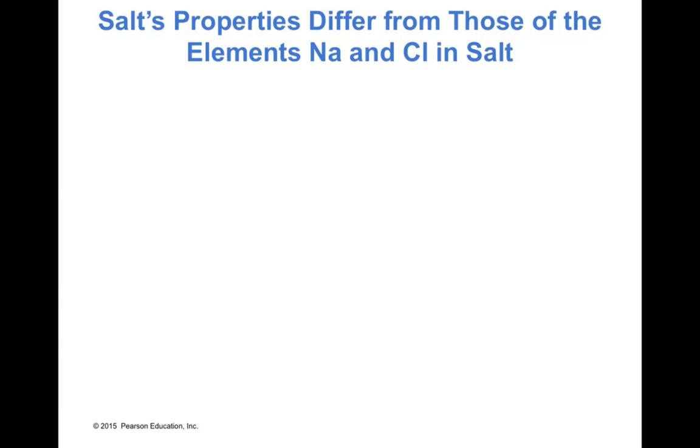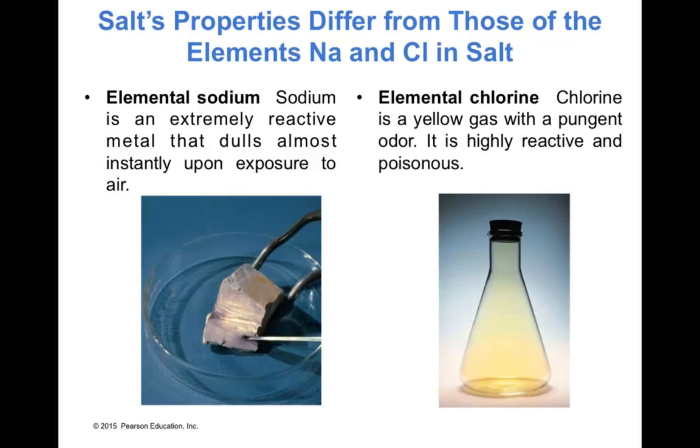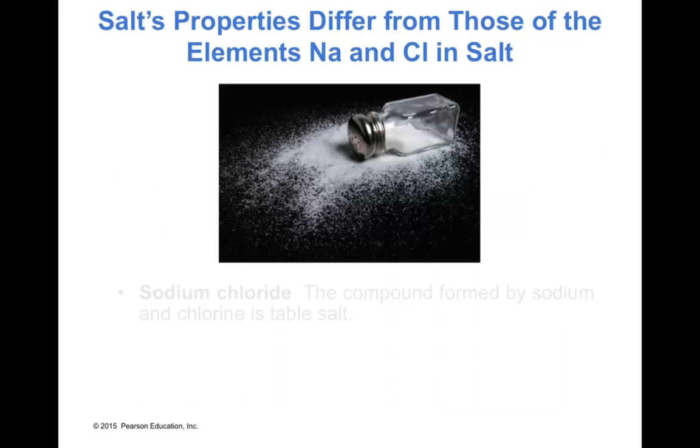The properties of salt differ from those of sodium and chlorine, the two elements that compose salt. For example, elemental sodium is an extremely reactive metal that dulls almost instantly upon exposure to air. On the other hand, chlorine, the other element that composes sodium chloride or table salt, is a yellow gas with a pungent odor. It is highly reactive and poisonous. But when we combine these two elements, we can produce sodium chloride, the table salt.